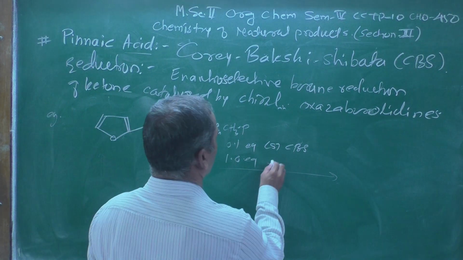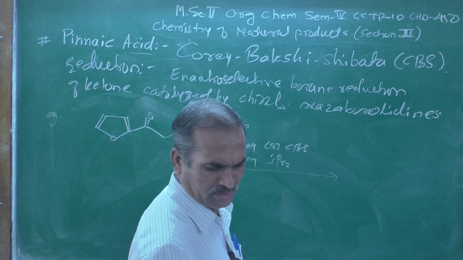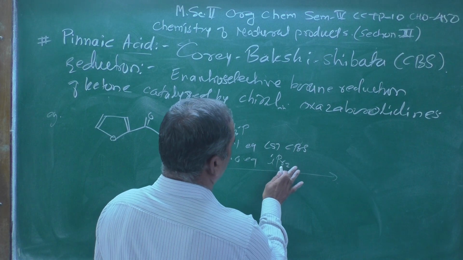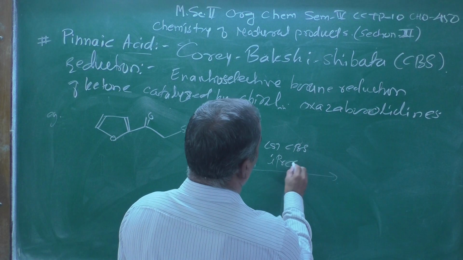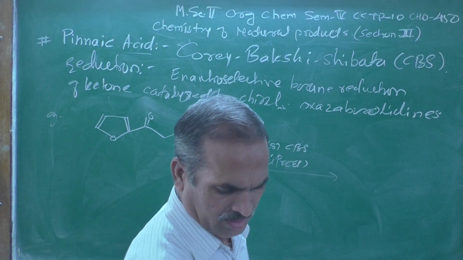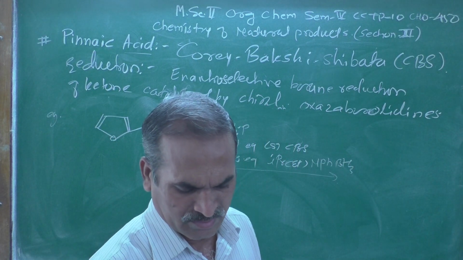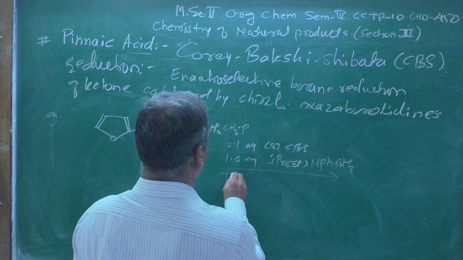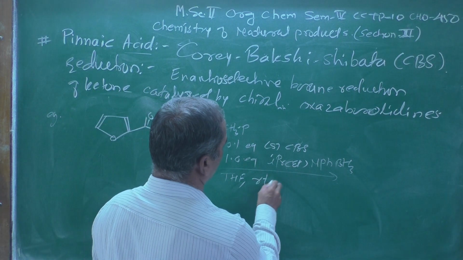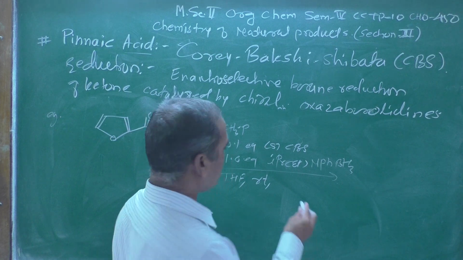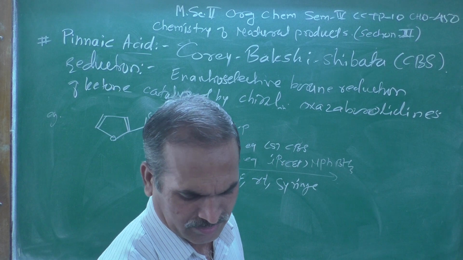and 1.0 equivalent of IPR2, PRET, NPH BH3, and the solvent used is THF. They stirred at room temperature, with a syringe, and that syringe pump.